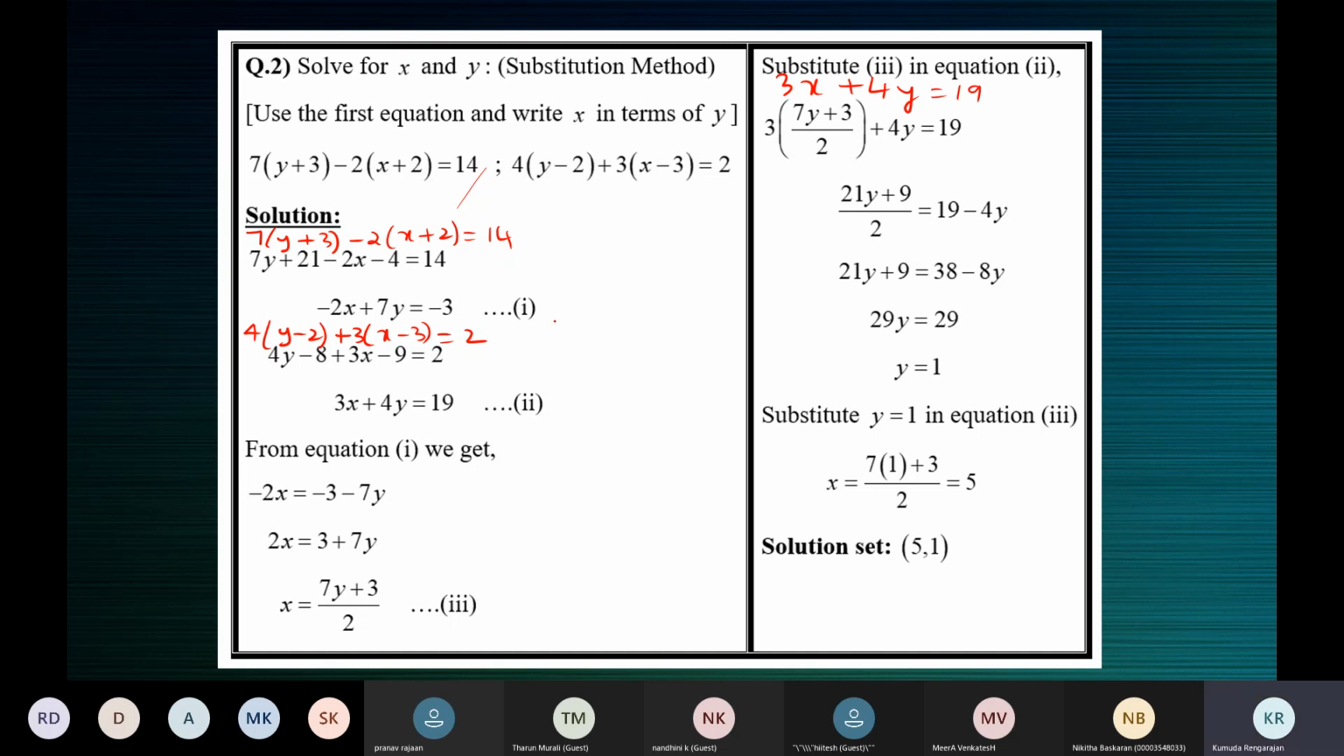All right. After getting the first and second equation, using the first equation we write x in terms of y. That is equation 3. Then we have to substitute 3 in 2. This is the second equation, 3x plus 4y is equal to 19. We substitute and solve this. We cross multiply here. 21y plus 9 is equal to 38 minus 8y. So 29y is 29, y is 1. Once you get the value of y, you should find the value of x using 3.